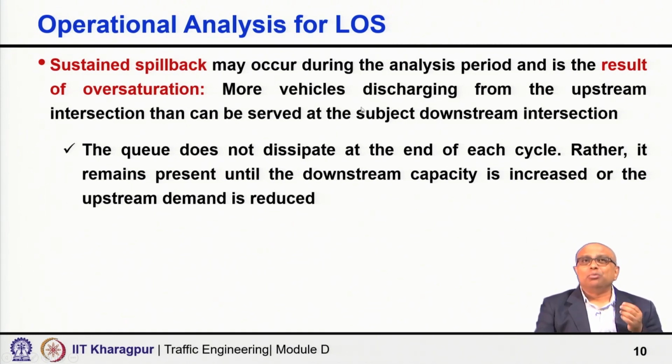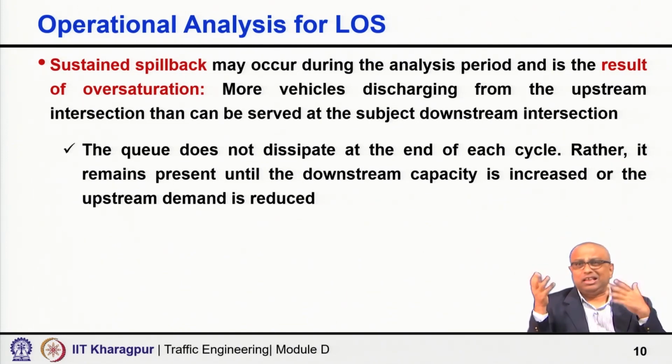So, what is happening? More vehicles are getting discharged from the upstream intersection as compared to what can be handled by the subject downstream intersection. So, what will happen in this case? The queue does not dissipate at the end of its cycle, rather it remains present for the entire period until the downstream capacity is either increased in some way or other.